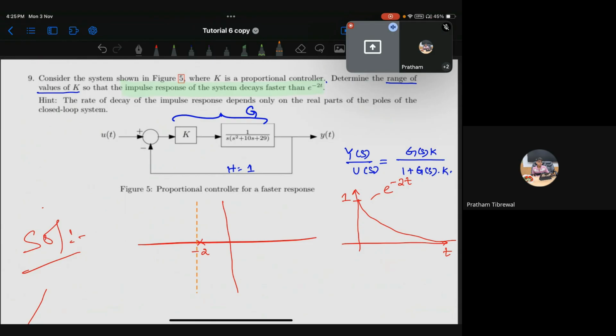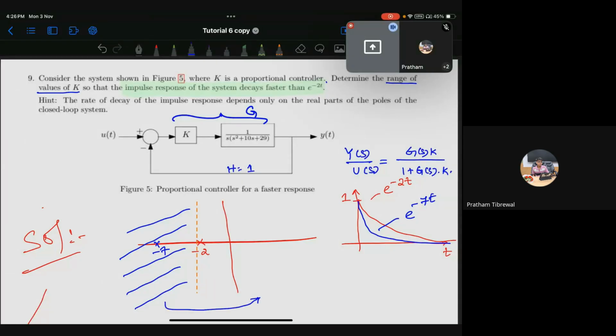It reaches zero very fast, which means it has to go very fast. It will be even more, like e power minus 7t, maybe. So that means minus 7 is somewhere here. That means what you are trying to do here is find this region. What is that region?